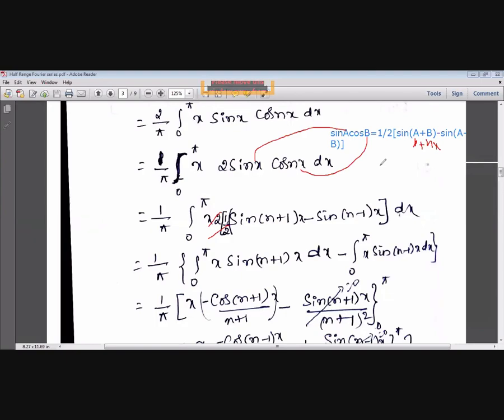Sin A into cos B. Okay, can't we write this as cos A into sin B? Cos A sin B. Yes, so a small change in formula. Just a minute. Okay, write this as 2 cos, then this will change. Yes, correct: 2 cos nx sin x dx.